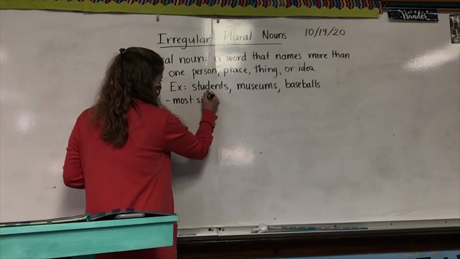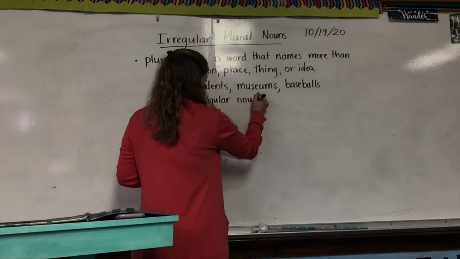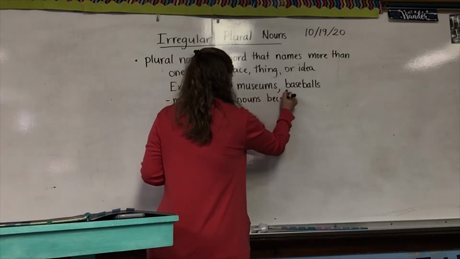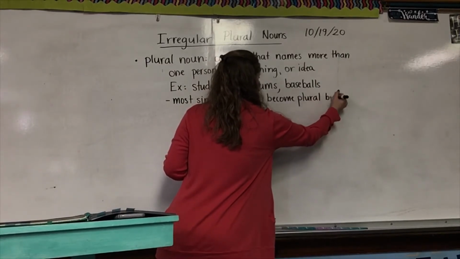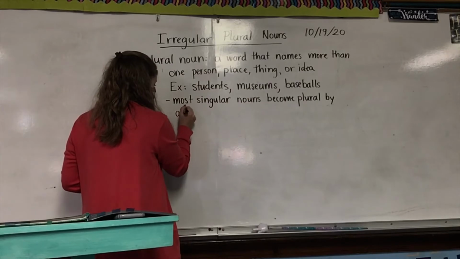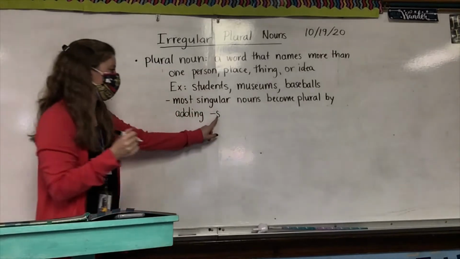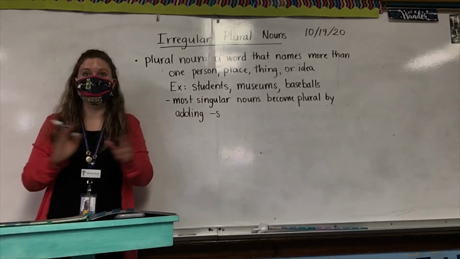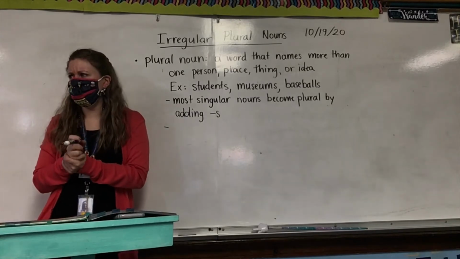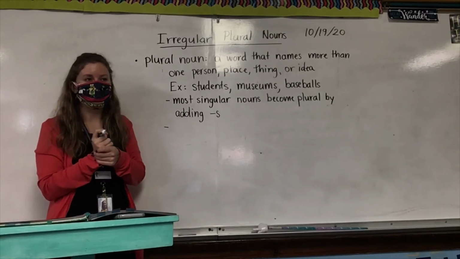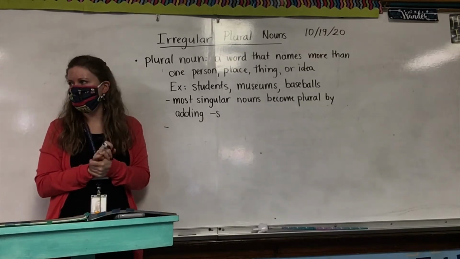Most singular nouns become plural by adding s. Remember, this dash s means letter s. It just means the letter. What's the other rule that we talked about last week or a couple weeks ago? What was that other rule where you don't just add s?